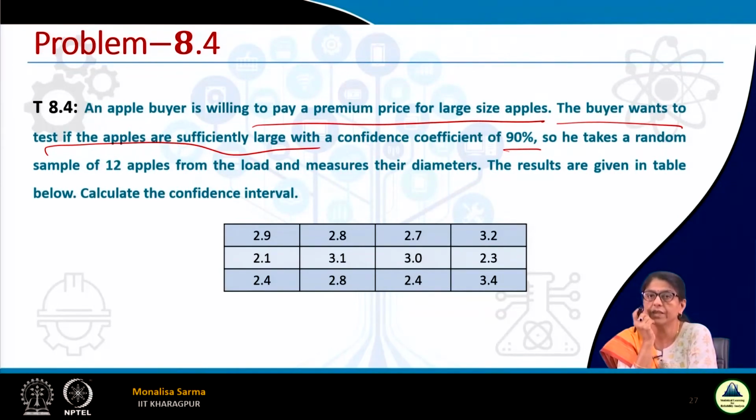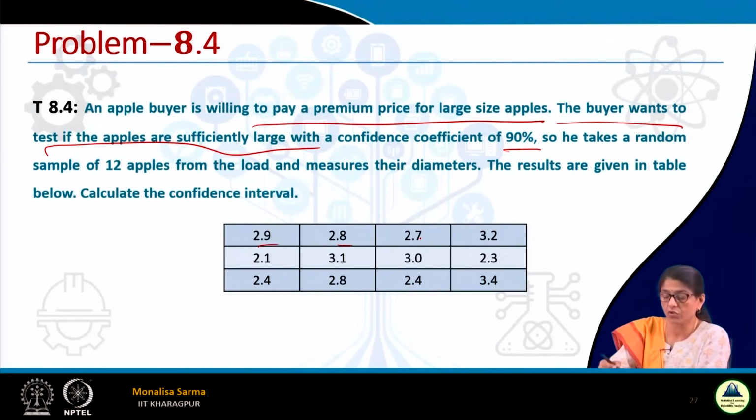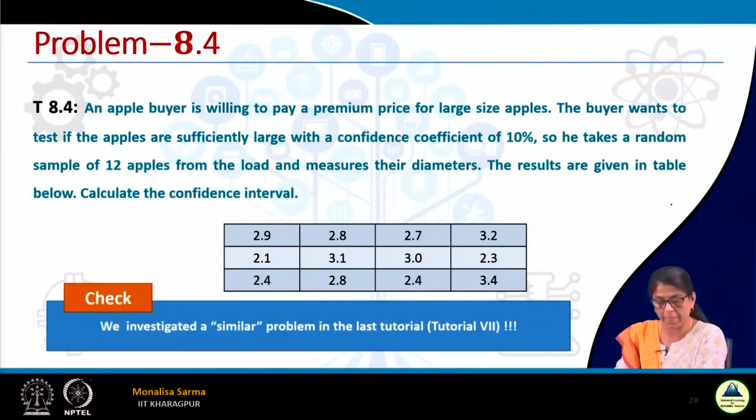Confidence coefficient of 90%. That means the significance level is 10%. So he takes a random sample of 12 apples from the load and measures the diameters. The results are given below in this table. So from here, what will you find out from this table? He wants to find out the diameter of the apple. So these are the diameters of the apples given. Basically, he will find out x bar and s square, isn't it?